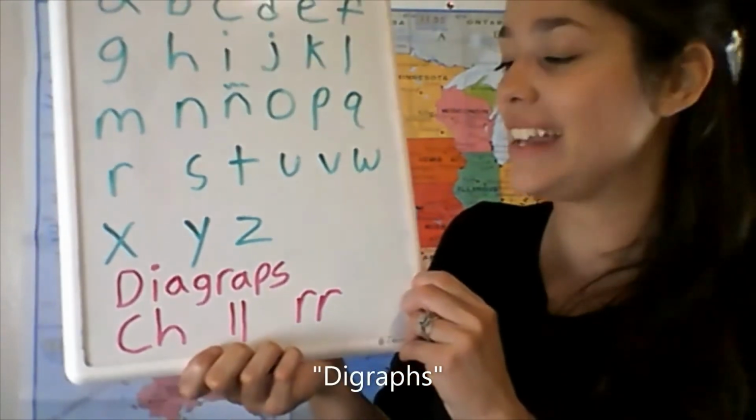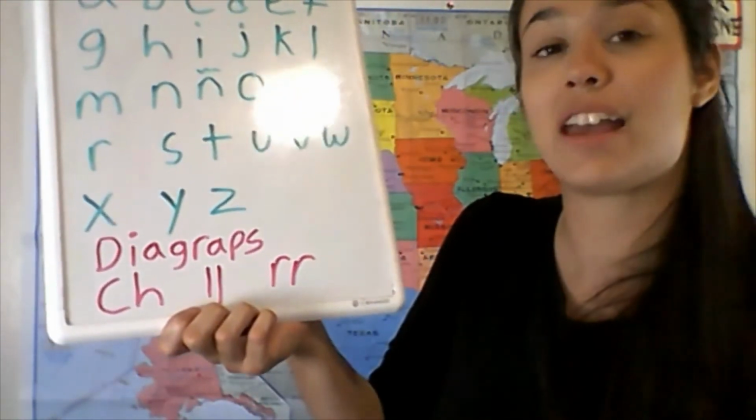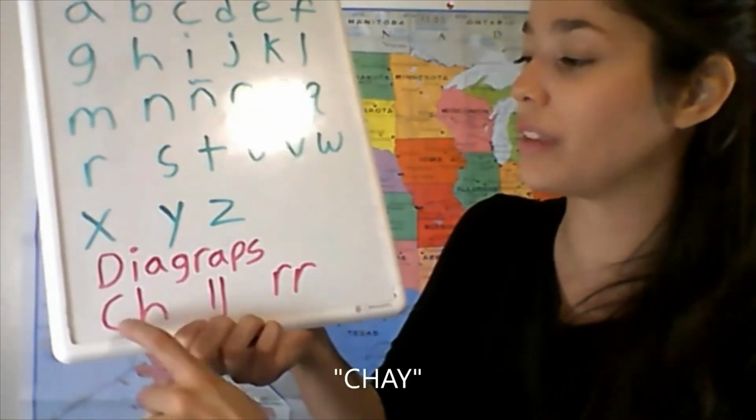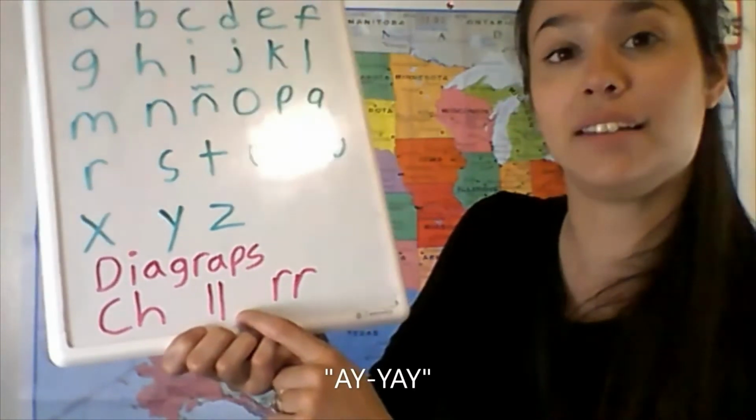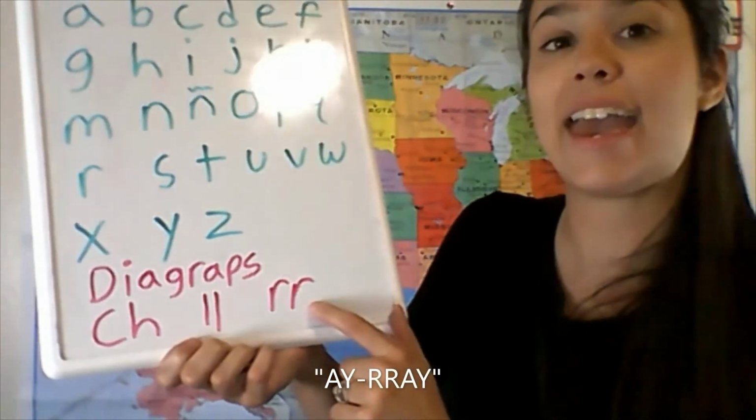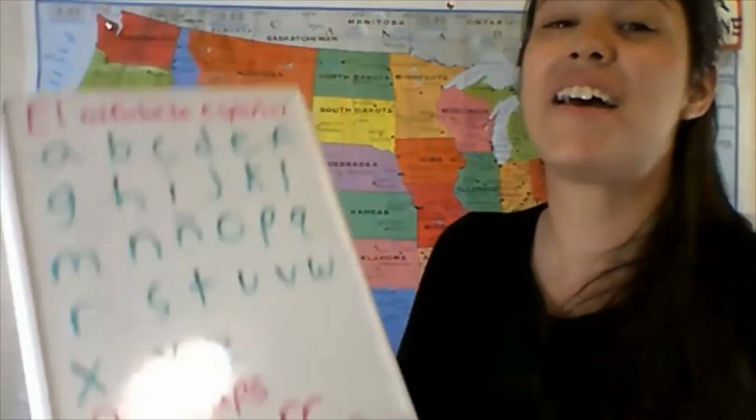Okay. And now we have digraphs. They're pronounced this way. Che. Elle. Erre. Very good.